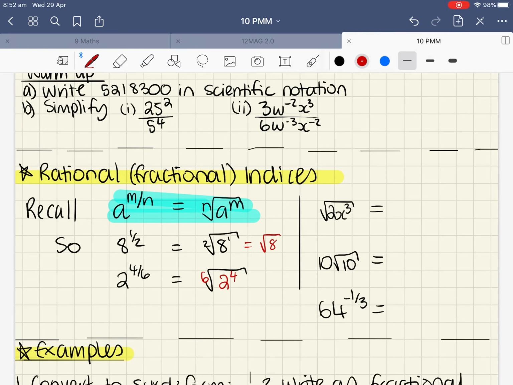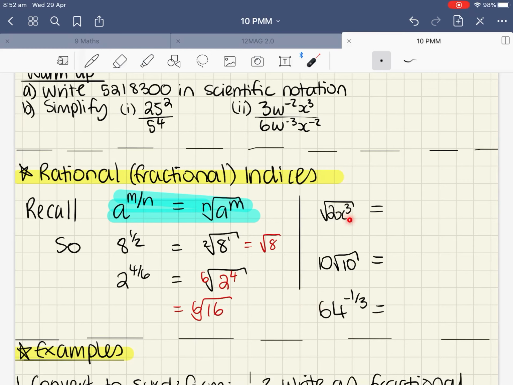Okay, and the great thing is we can actually work out what 2 to the power of 4 is. So 2 times 2 is 4, times 2 is 8, times 2 is 16. So we could actually write that as the 6th root of 16.